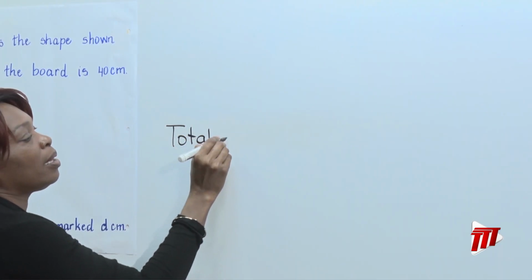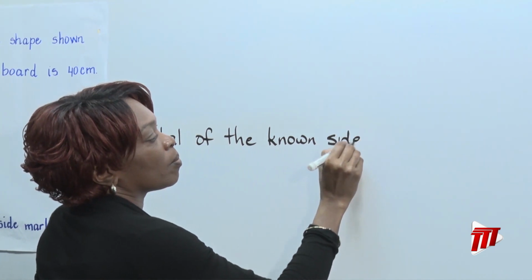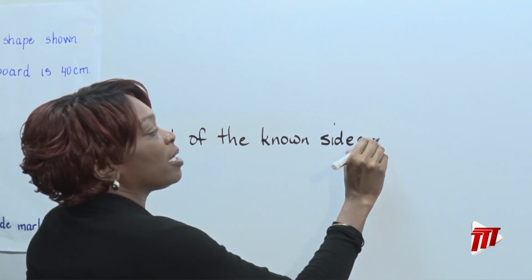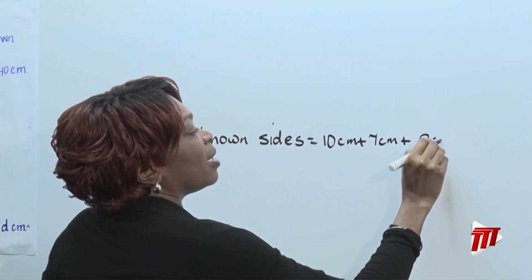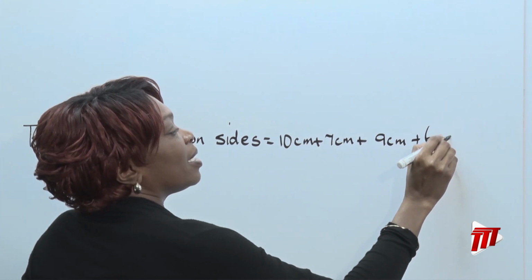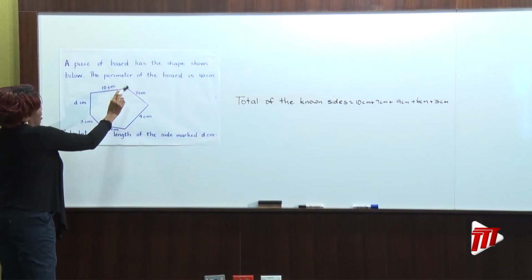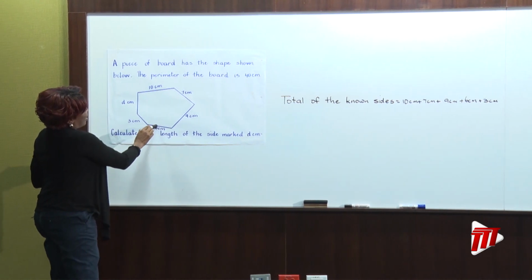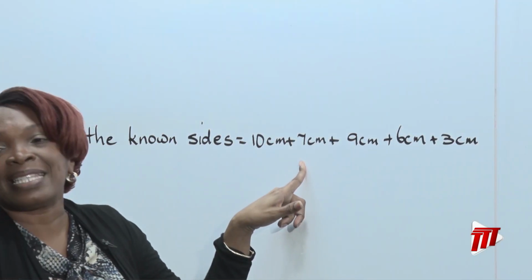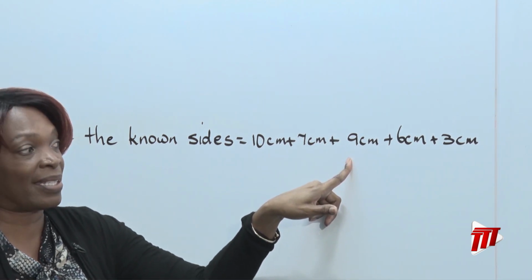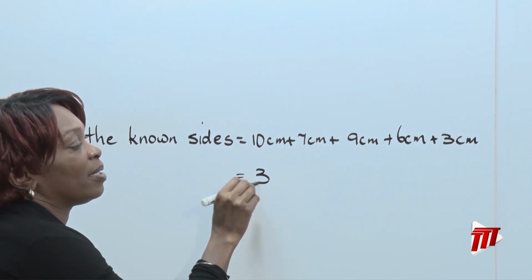So we're going to write the total of the known sides. Let's look and see. We have 10 centimeters, add 7 centimeters, add 9 centimeters, add 6 centimeters, add 3 centimeters. Always double check to make sure that you have everything given. So 10 centimeters, 7 centimeters, 9 centimeters, 6 centimeters, 3 centimeters. Remember, this side is the unknown. So let's add. 10 add 7, 17. 17 add 9, 26. 26 add 6, 32. 32 add 3 will give us 35 centimeters.